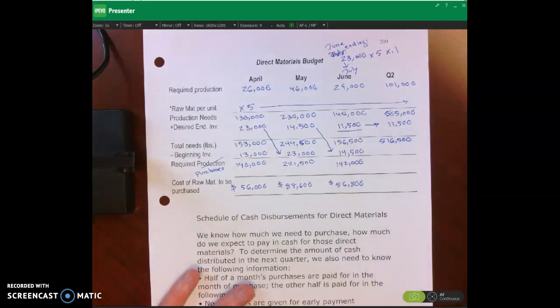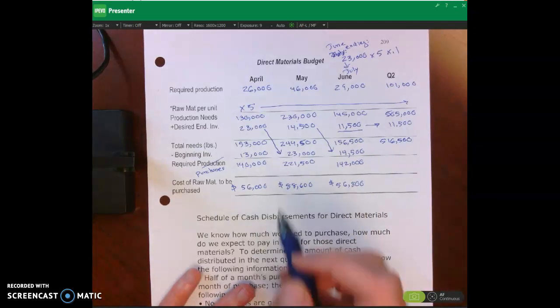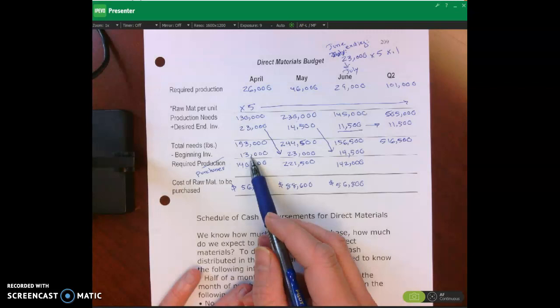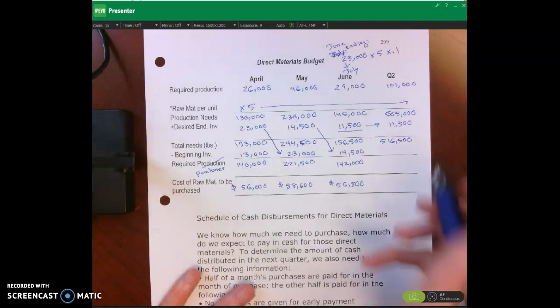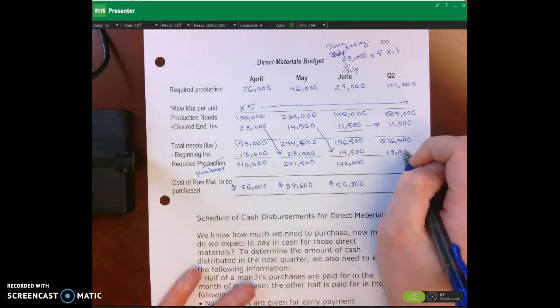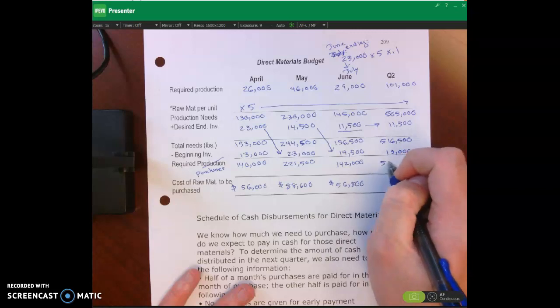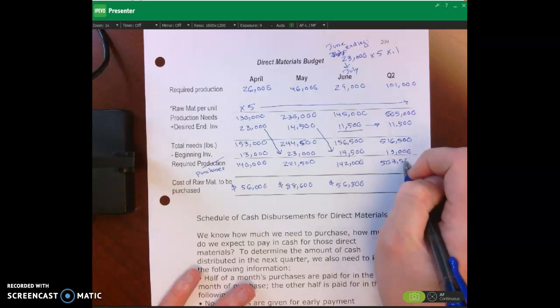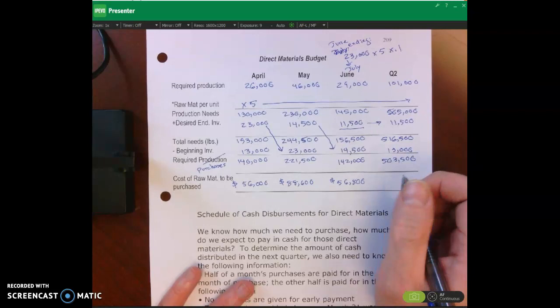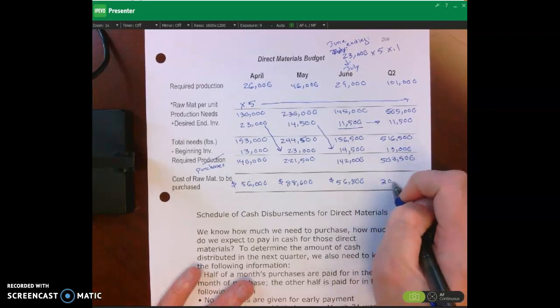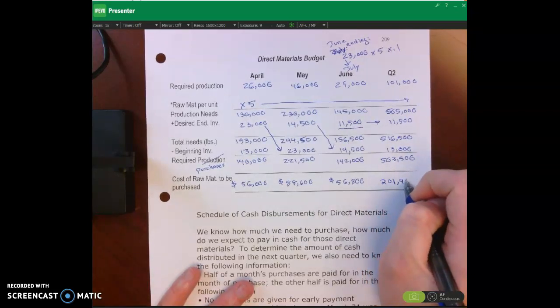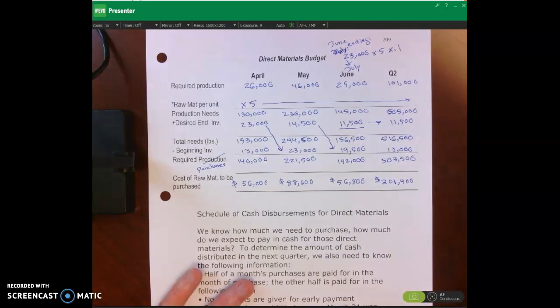That gives us 516,500. What is the beginning inventory for the quarter? It's 13,000, because April is the beginning of the quarter. Then we subtract those two, 503,500, and then we multiply times 0.4, 201,400, and then we have completed our budget.